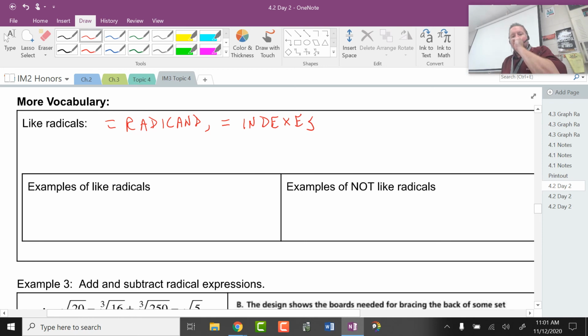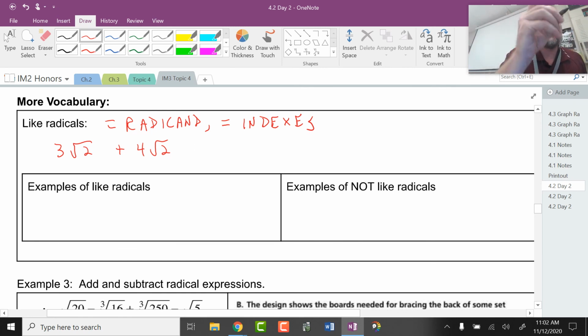Equal radicand and equal indexes, because now we're going to have an expression with multiple radicals, and we have to know how to simplify that scenario. Let's put an example of this, and this is kind of confusing for some students: 3 root 2 plus 4 root 2. Notice that the radicand is 2 and the index is square roots. So these are like radicals.